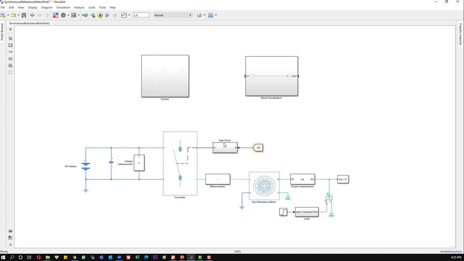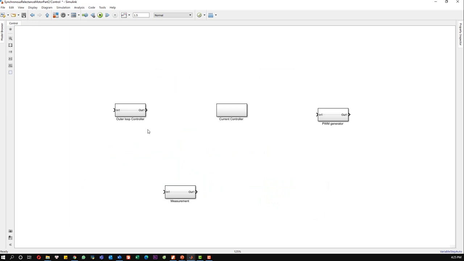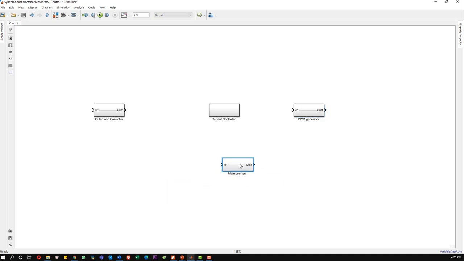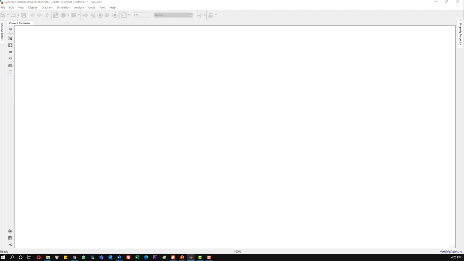Last time we already reviewed the synchronous motor and the converter block, which is currently supplied with the battery here. Now we look deeper at the development of the control block. For the control block, we already know that we have the outer loop, which is the speed controller, and the current controller inside, and one block with the PMSM generator, and finally the measurement of the current or voltage. The first one we develop is the current controller.